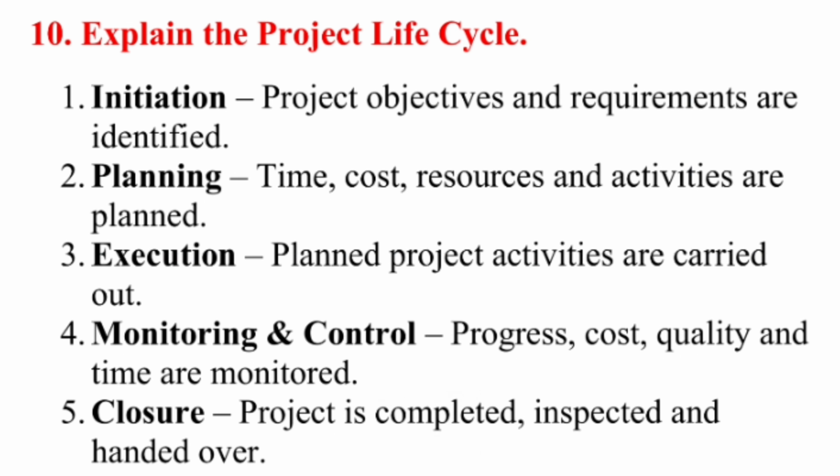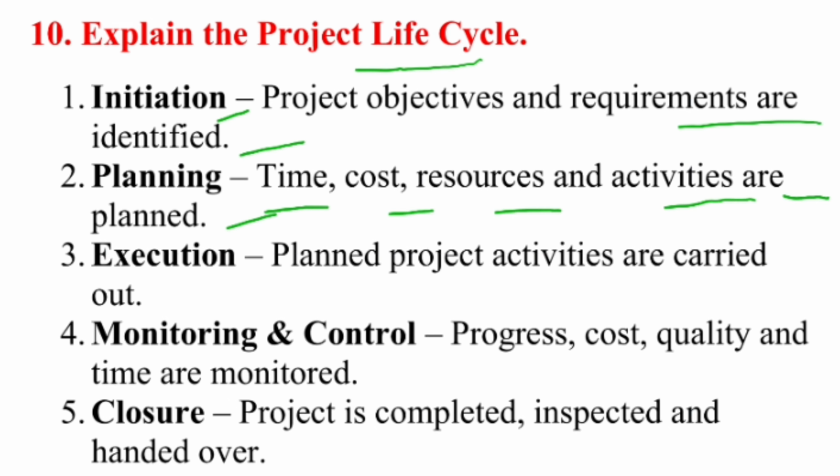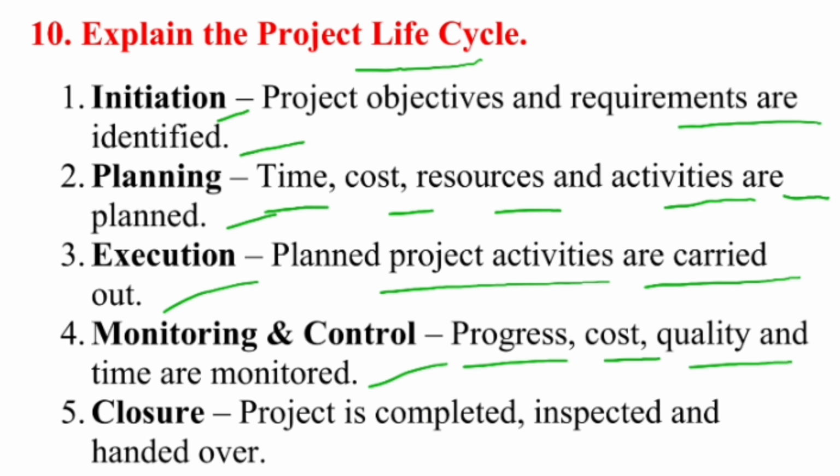Coming to explain the project life cycle. One is initiation. In the initiation, the project objectives and requirements are identified. In the planning, time, cost, resources, and activities are planned. Execution: planned project activities are carried out. Next is monitoring and control. Progress, cost, quality, and time are monitored. Closure means the project is completed, inspected, and handed over.